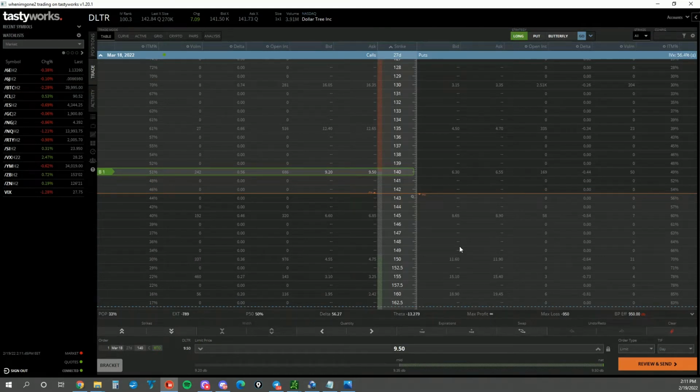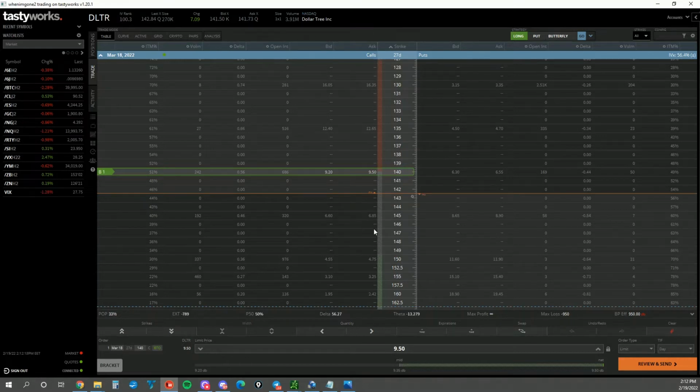Heck, even if the price of the LTR goes to zero, I will only lose $950. Now, you might be wondering, this says 9.5, but here's $950. Well, remember that this is the price of the contract, but the price is for one share, and each contract has 100 shares by definition. So basically, we're looking at 9.5 times 100, which is $950.